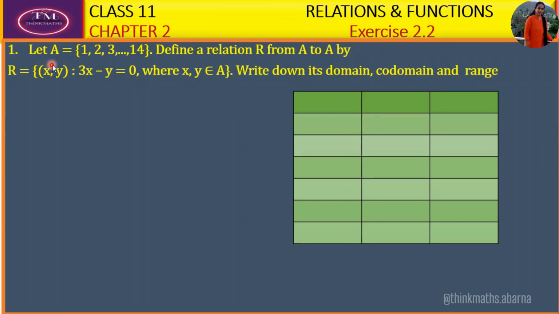First one: let A be the set of all 1, 2, 3 up to 14. Define a relation R from A to A by R is equal to the set of all x comma y such that 3x minus y is equal to 0, where x comma y belongs to A. Write down its domain, codomain and range. Already in the previous video we have discussed what a relation, domain, codomain and range are. If you haven't seen the video, just check my channel and you will get the link for the introduction part for relation.